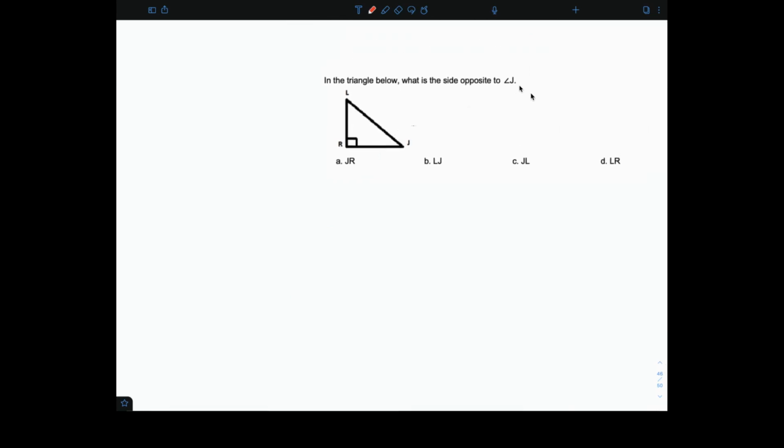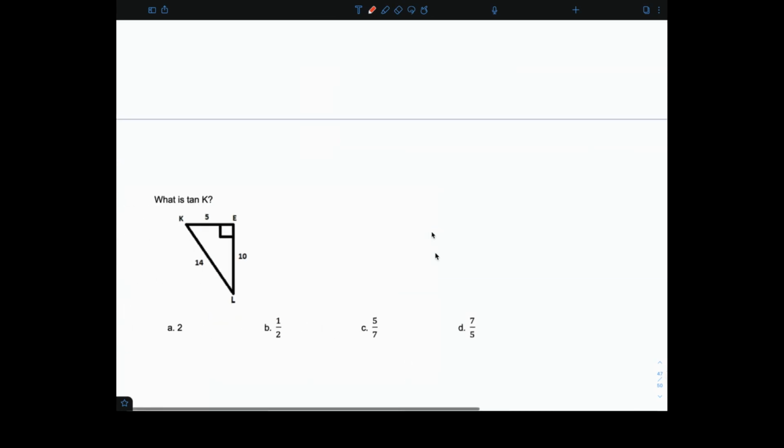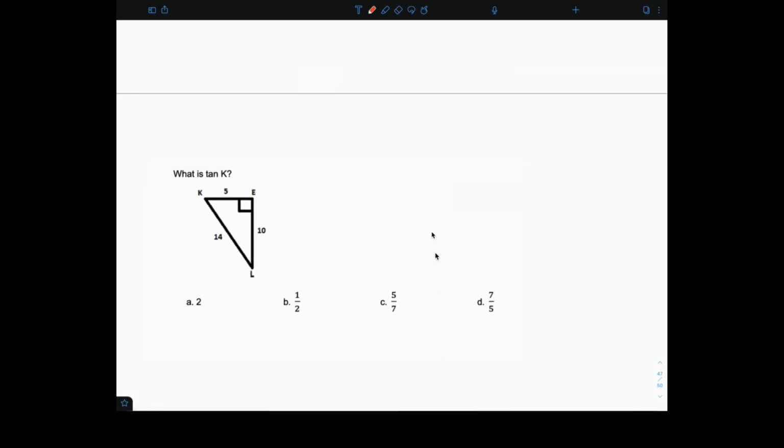All right, more of the same. It says which side is opposite. This is very similar to the last test. Here's J. Again, opposite is the one across, so that's LR. Okay. What is T and K? You take K. Remember, SOHCAHTOA tells me that K is opposite over adjacent. So this is O, this is A, so it's 10 over 5, which is 2.